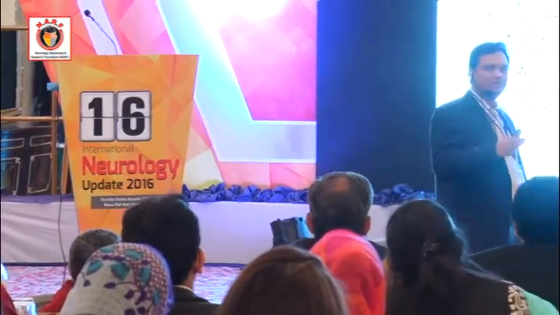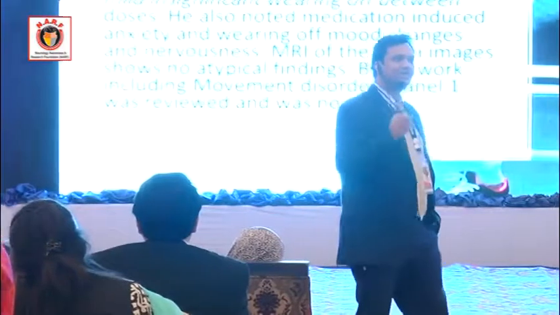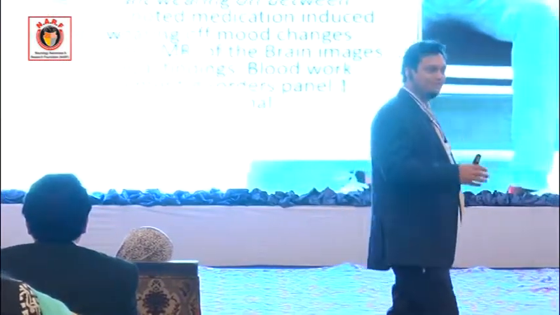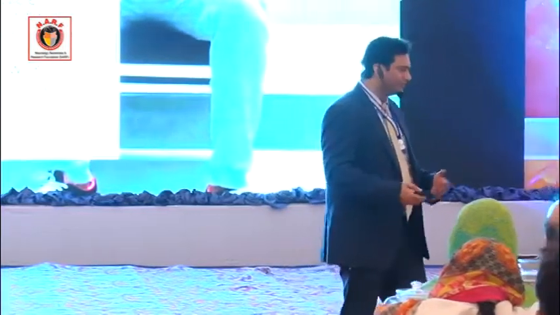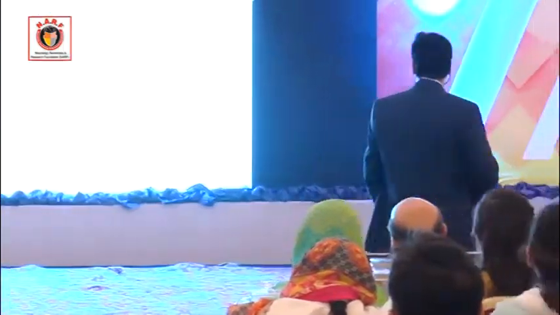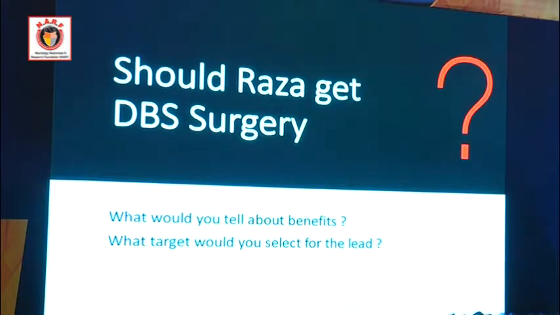MRI of the brain images show no atypical finding. Blood work including movement disorder panel 1 was reviewed and was normal. So this is a case of a patient. Imagine you have him in your clinic, 4 years of disease, not able to take Sinemet, is having dyskinesia, has a typical progression, somewhat rapid but normal for young onset PD, and now he is there in front of you and is asking you this question: should I get DBS surgery?